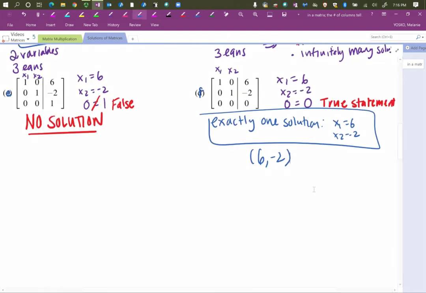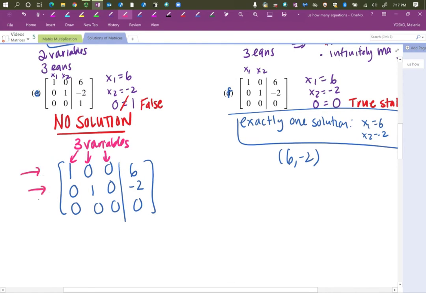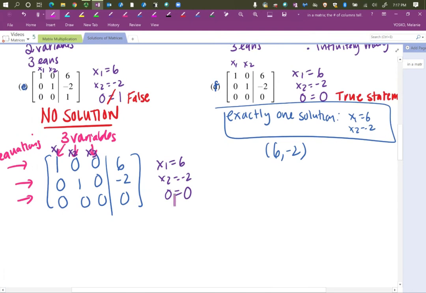Let me show you one more example. If I had something like 1, 0, 0, 6, 0, 1, 0, negative 2, and 0, 0, 0, 0, we have a different situation. Because here we have 3 variables, because there's 3 columns. And we have 3 equations, because there's 3 rows. Let's go ahead and use x sub 1, x sub 2, x sub 3. We read off each row. X sub 1 is 6, that's easy. X sub 2 is negative 2, that one's easy. And 0 equals 0. Now look, very important you see that the equations I pulled out of the matrix are the same as the ones for the previous question. So right away we see we're not going to have no solution, because that one's the obvious one.